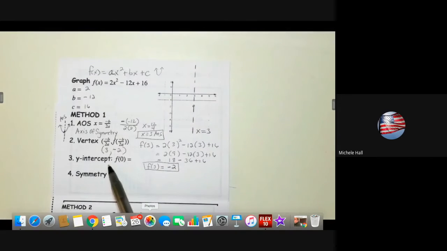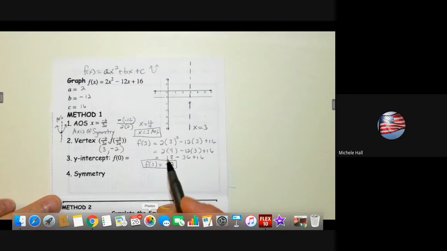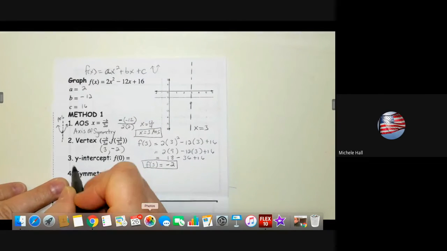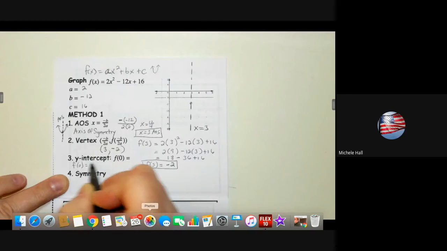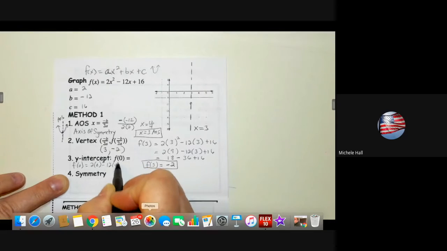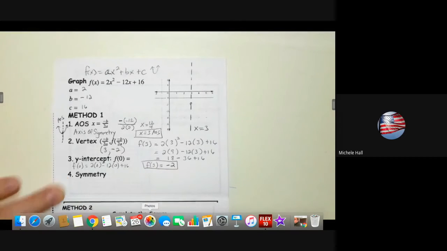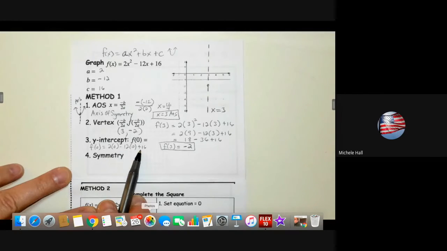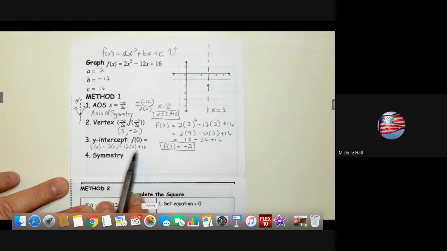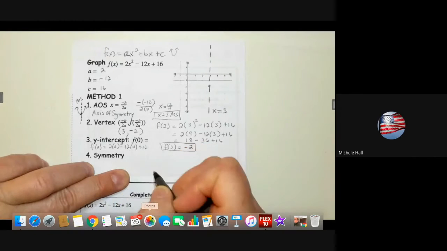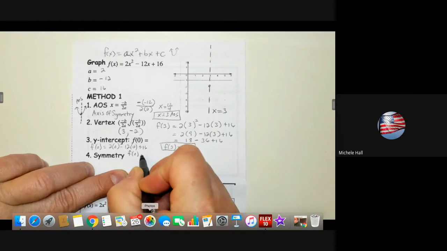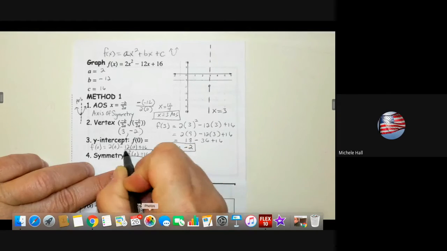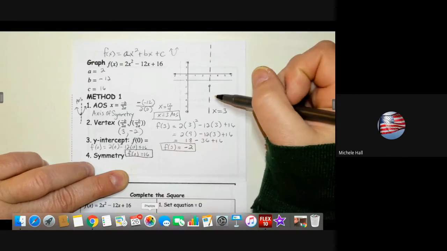All right, I need to find the y-intercept. We know that when we let x equal 0, we'll find the y-intercept. Looking at the original function, to find f of 0, we have 2 times 0 squared minus 12 times 0 plus 16. 0 minus 0 plus 16. We can see that the y-intercept is going to be 16. F of 0 equals 16, the y-intercept.